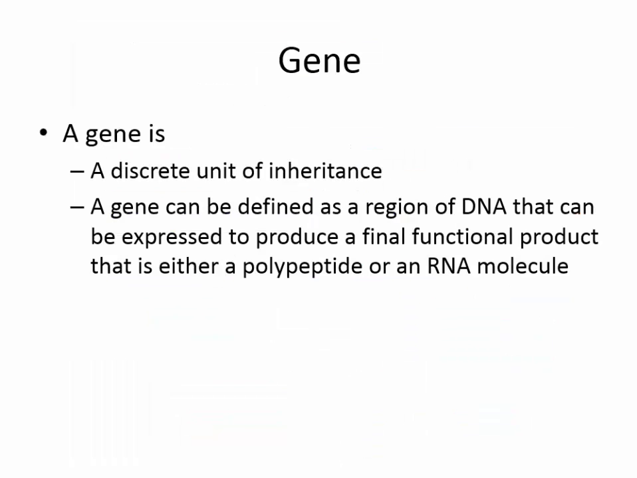So we've been talking about genes and alleles all this time. It's probably high time we actually defined it. A gene is a discrete unit of inheritance. A gene can be defined as a region of DNA that can be expressed to produce a final functional product that is either a polypeptide or an RNA molecule.